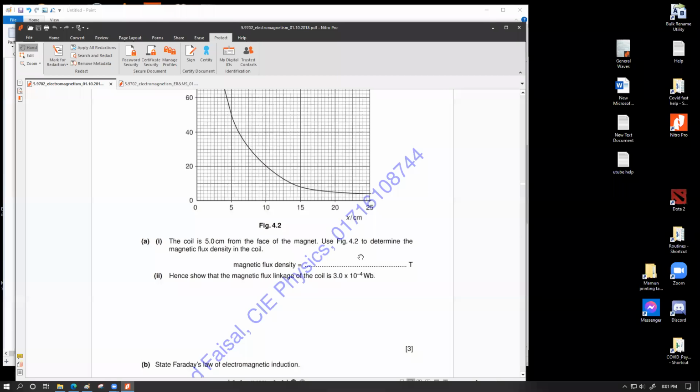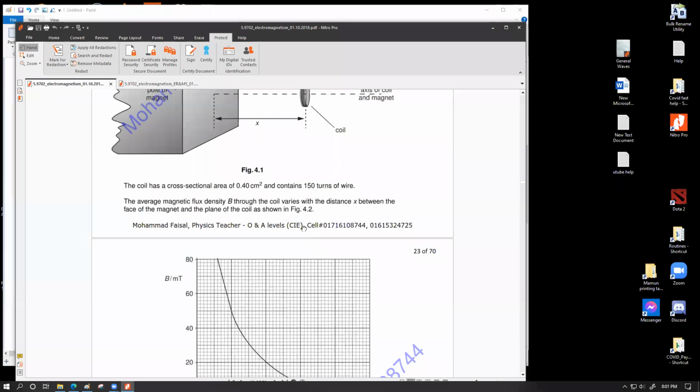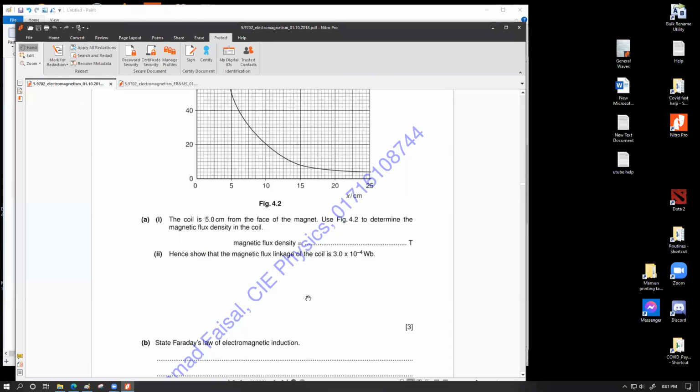In A, it is asking us what is the magnetic flux density over here. Hence, the magnetic flux linkage at the coil is this much. Magnetic flux linkage is given by phi equals NBA. So you just do that NBA part. B is obtained over here, N is given over here, and A is given over here. So the multiplication gives you the whole thing.